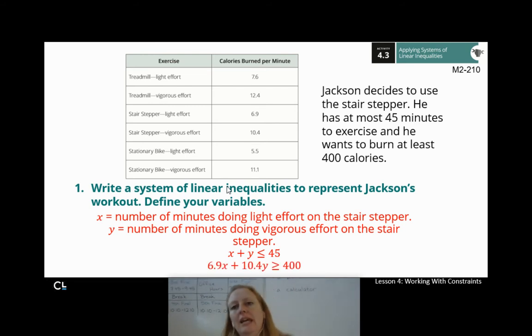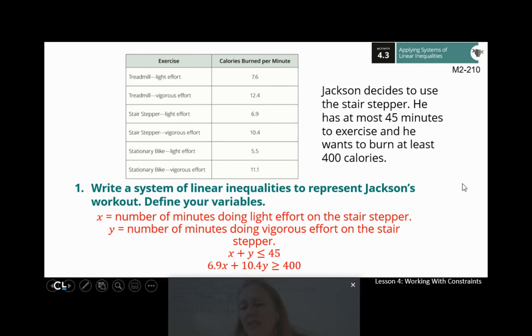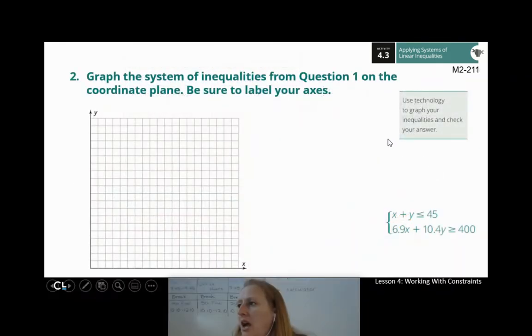All right. We're going to skip over to the next page, page M2-211. So now that we have this lovely system of inequalities, I want you to graph it. You may want to go ahead and solve for y. That might make it easier.